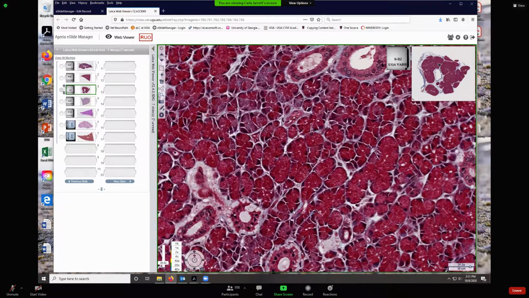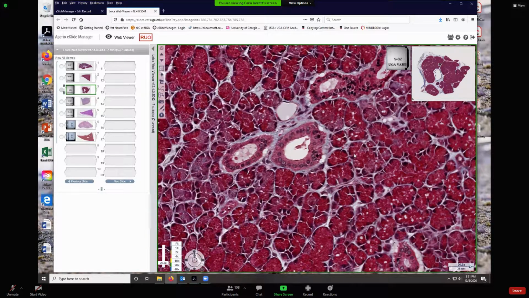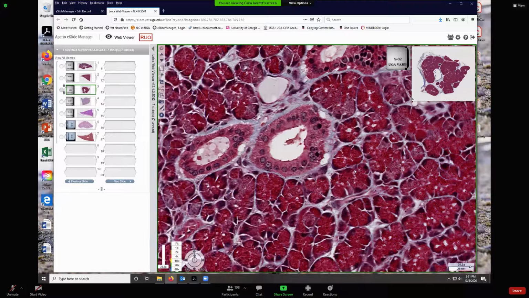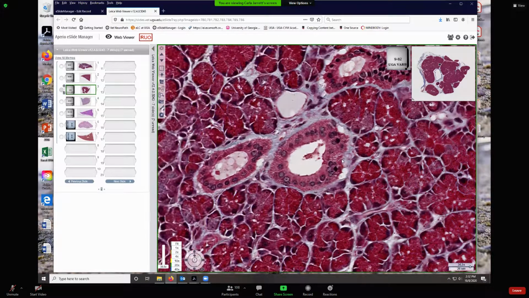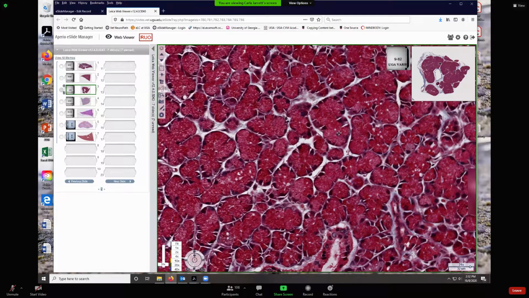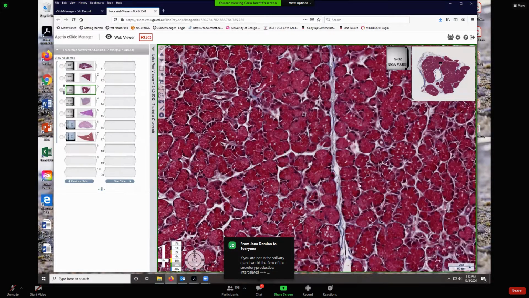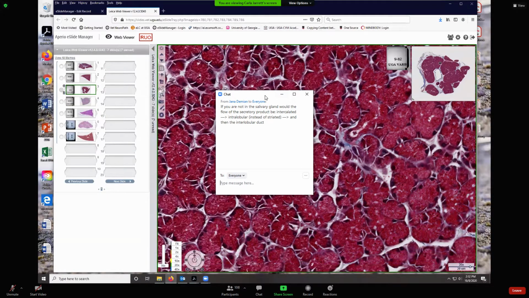I don't know why, but I've never had a serous salivary gland scan in well. I think that all these refractile granules here just kind of irritate the scanner, and you don't get a really good, strong resolution of these granules. It'll always look a little glowy and murky, but that's just the serous salivary gland.